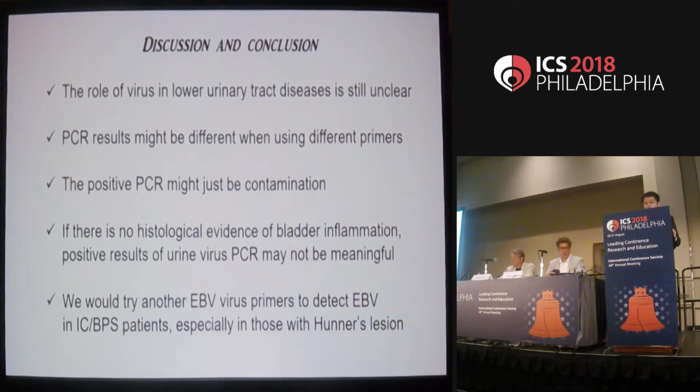As we know, PCR results might be different when using different primers, and a positive PCR might be just contamination. And we think if there is no histology evidence of bladder inflammation, urinary virus might not be meaningful. So we will try another EB virus primer to detect EB virus in IC specimens, especially in those with Hunner lesions, because our previous study showed the Hunner lesion has EB virus presence.